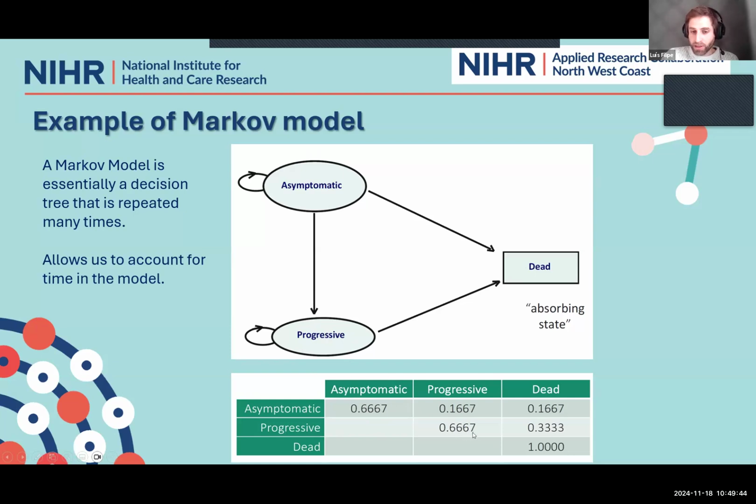Okay. Now, if you are progressive, you have a probability of 66.67% of staying progressive. You cannot go back to asymptomatic. It's done. And you have a probability of 33.33% of dying. If you are dead, of course, you cannot leave it. So it's 100% probability of staying dead.